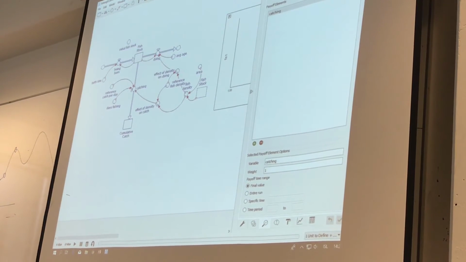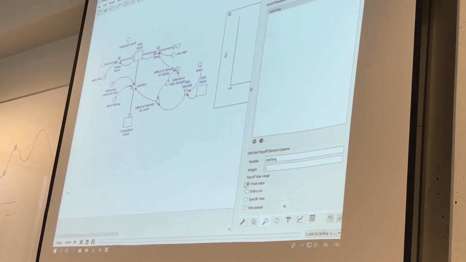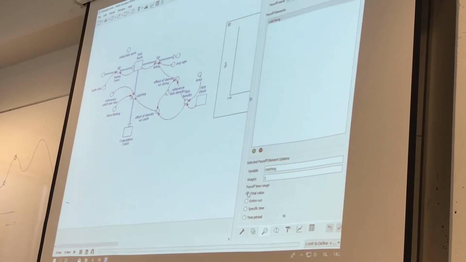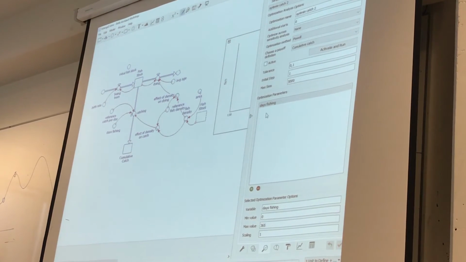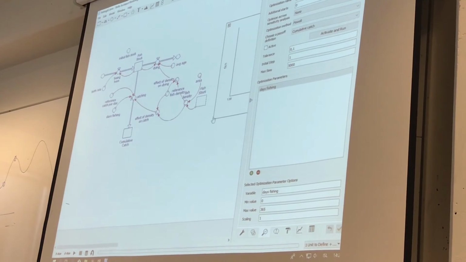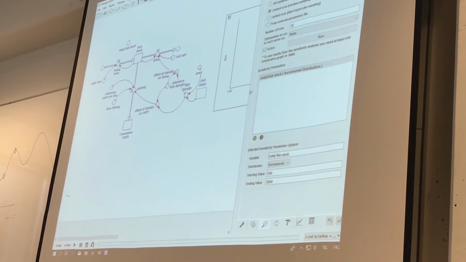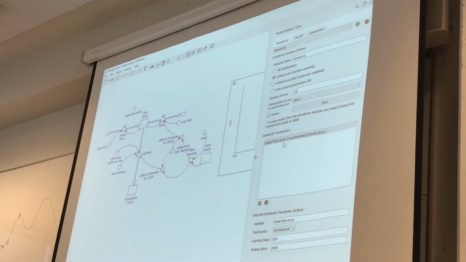If we look at this for the optimization, the payoff is obvious. It's just the amount of catching you can do over the course of the entire run. This one's set up for the final value of catching. It doesn't make that much difference heuristic for this case. We're optimizing over days fishing, and then we're doing sensitivity over the initial fish stock, because we don't know how much stuff there is in there.